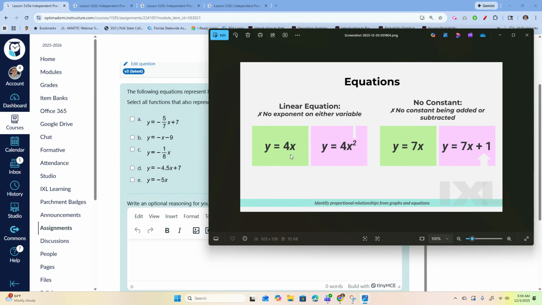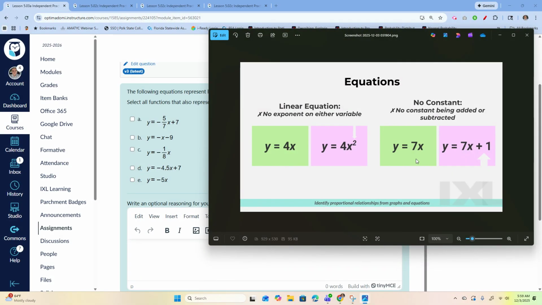In addition, the equation doesn't have any addition or subtraction to the x, like you see in this one here, 7x plus 1. This one, y equals 7x plus 1, is not proportional because we are adding the 1. So to be proportional, it's just a number multiplying the x. y equals a number multiplying the x, like y equals 4x. That's proportional. y equals 7x. That's proportional.